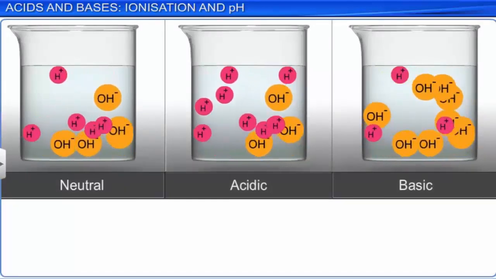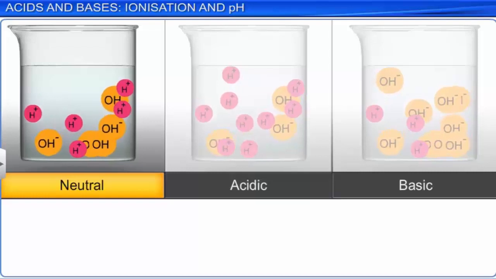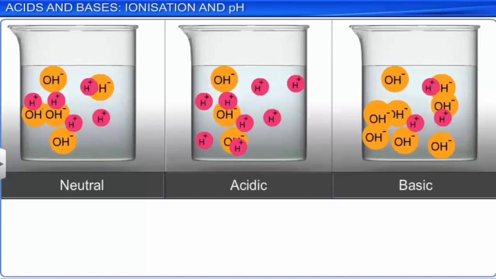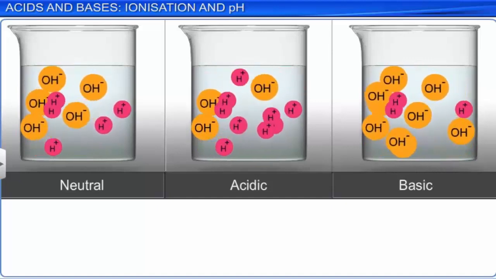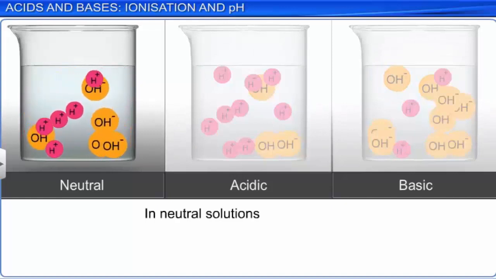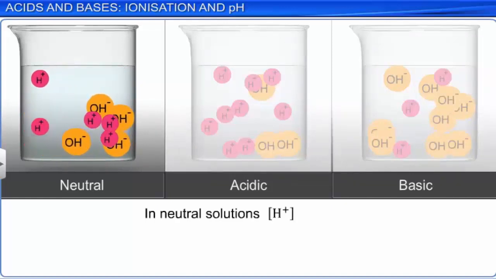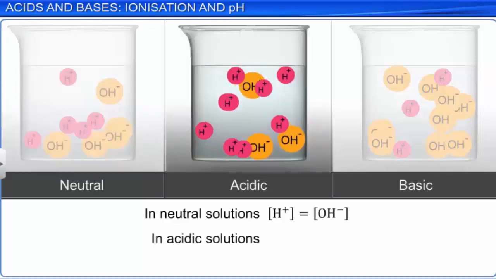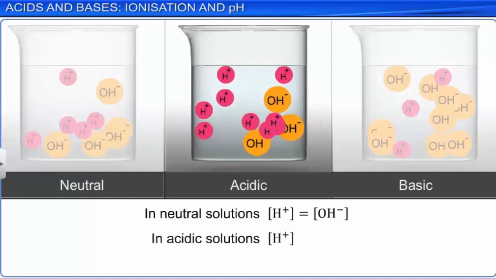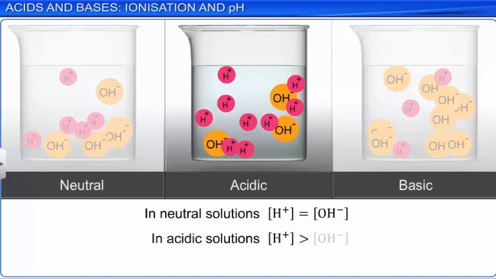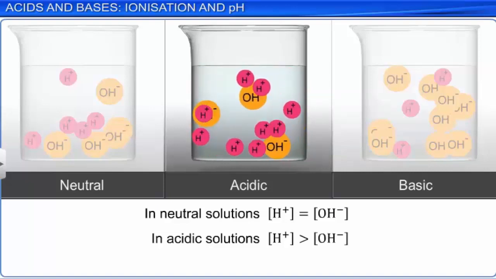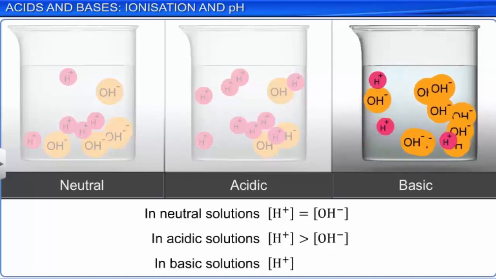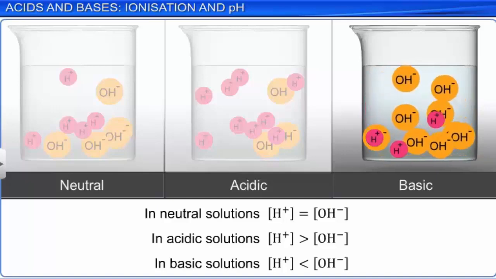The aqueous solutions of various substances can be divided into neutral, acidic or basic, depending upon the relative amount of H+ and OH- ions. In neutral solutions, the concentration of H+ ions is equal to the concentration of OH- ions. In acidic solutions, the concentration of H+ ions is greater than the concentration of OH- ions. While in basic solutions, the concentration of H+ ions is less than that of OH- ions.